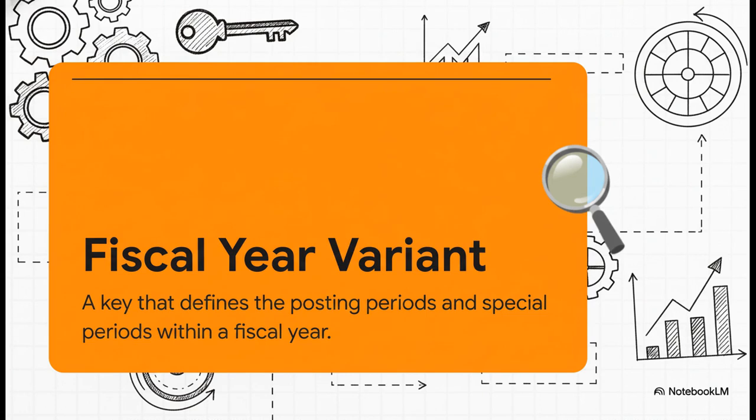And the way we do this is with something called the fiscal year variant. Don't let the name intimidate you. It's really just a simple code, a key, that tells the system everything it needs to know about your financial year. It defines how many posting periods there are, usually 12, one for each month, and, most importantly, it sets the exact start and end dates for your year.